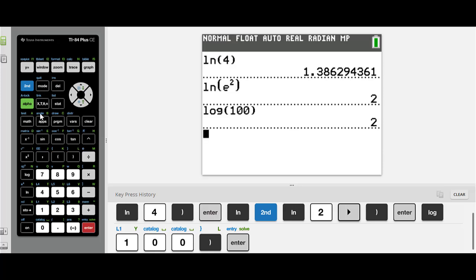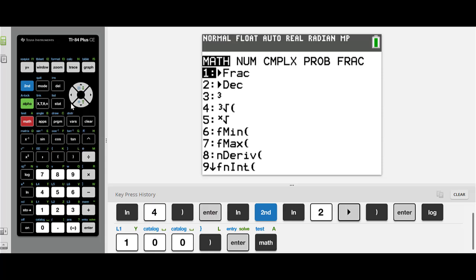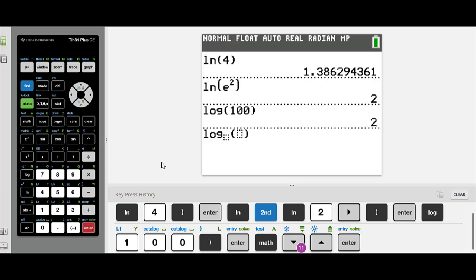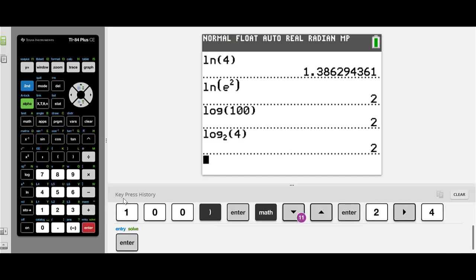Let's say I want to take the logarithm of some other base. If you hit the math key and you scroll on down to option A, on the TI-84 CE, it has it nicely formatted and you can put in what you want your base to be. So if I want to compute log base 2 of, let's say, 4, I'm expecting to get 2 back as an answer, and there we go. That's how we do pretty much any base on the TI-84 CE.